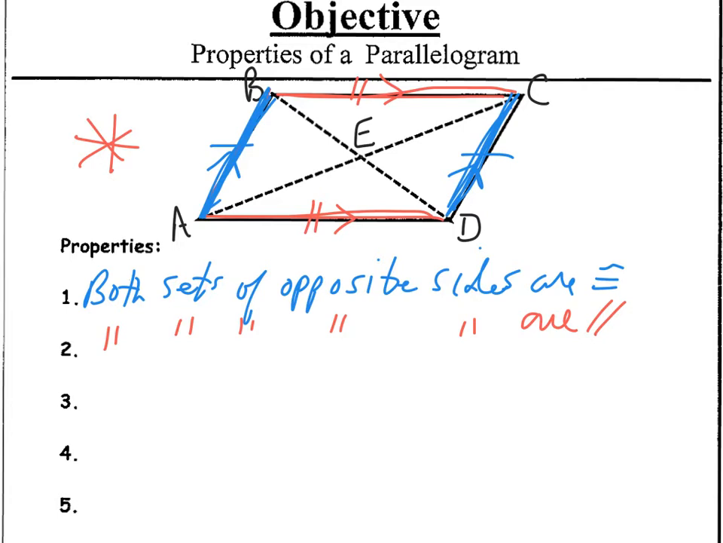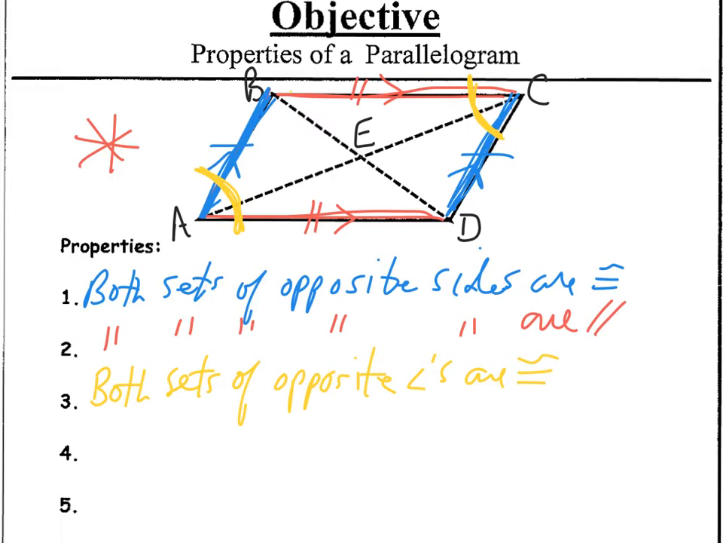The next thing we're going to talk about are the opposite angles. All right, and we'll take a look at, say, angle A right here and angle C right there. Those 2 angles, you should know, are congruent. So we're going to jot that down. We're going to say both sets of opposite angles are congruent. So not only are A and C congruent, but B is going to be congruent to D.